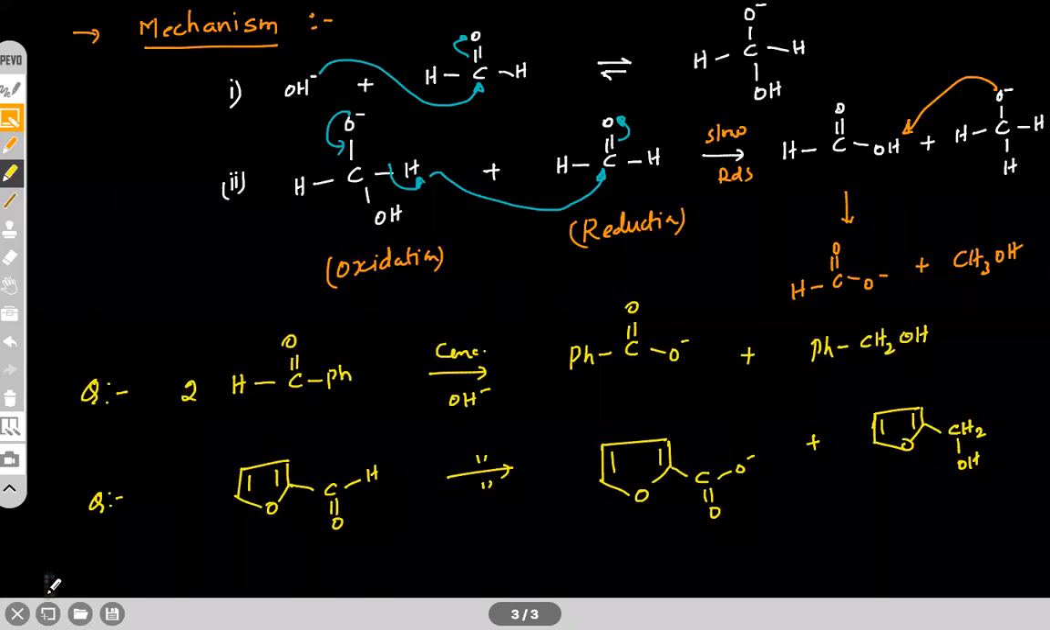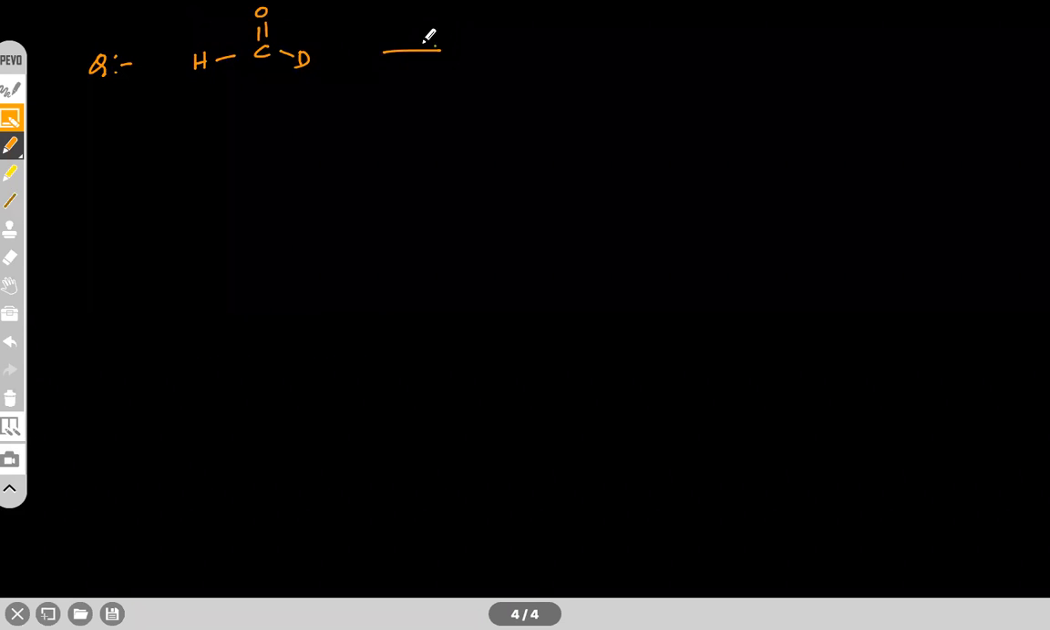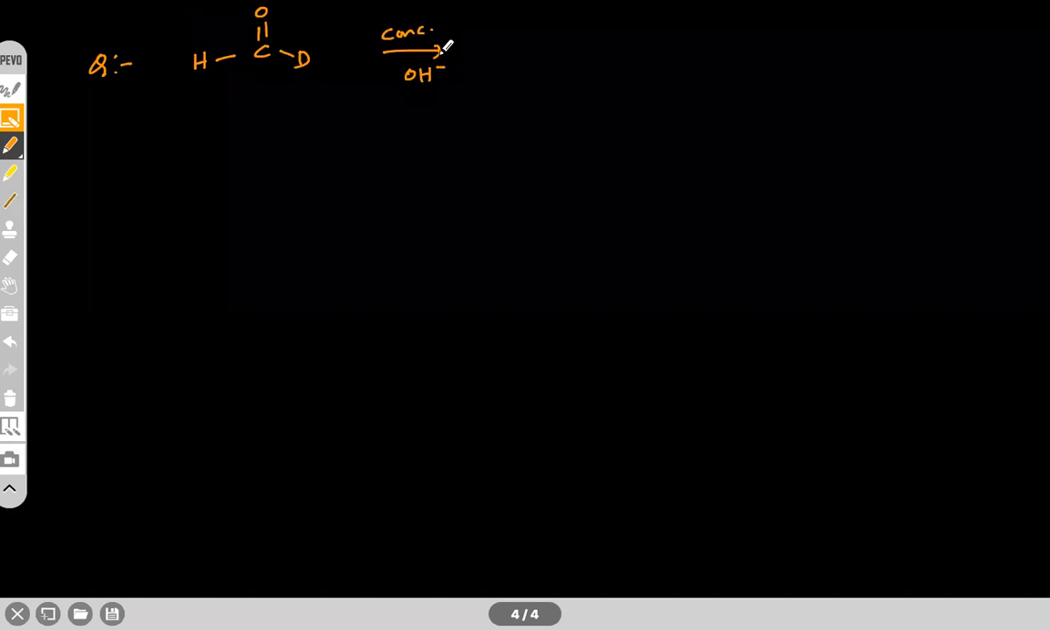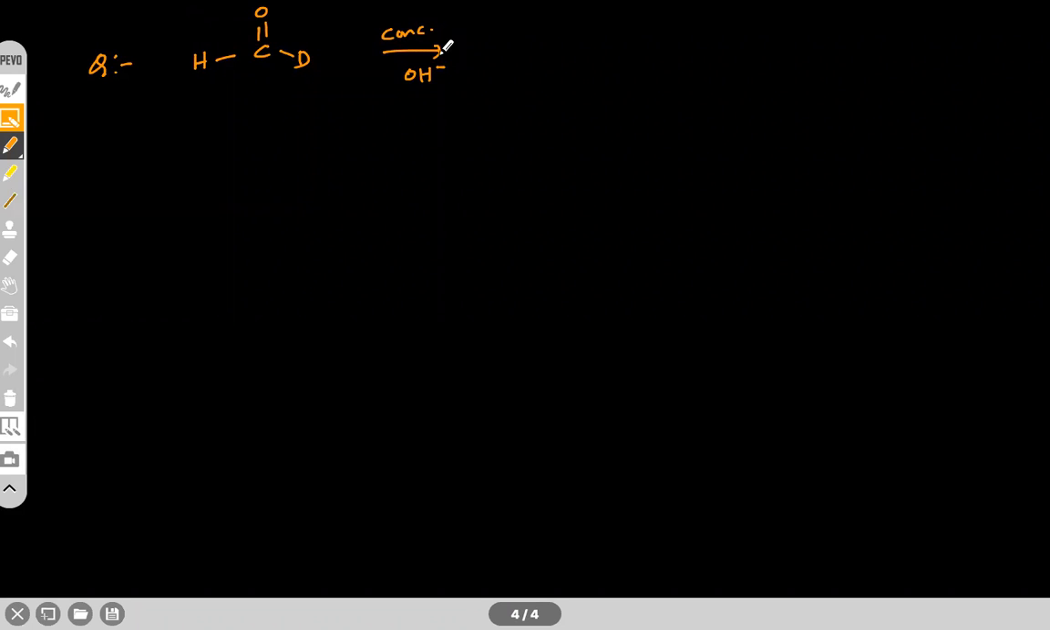Yes, done. Now you look at this molecule here, this reaction, and write down the product in this one. Suppose we have hydrogen on one side, then C double bond O and D, with concentrated base OH minus. Tell me here what we get. CH3OD and HC double bond. CH3OD. Which bond is easier to break? Tell me.